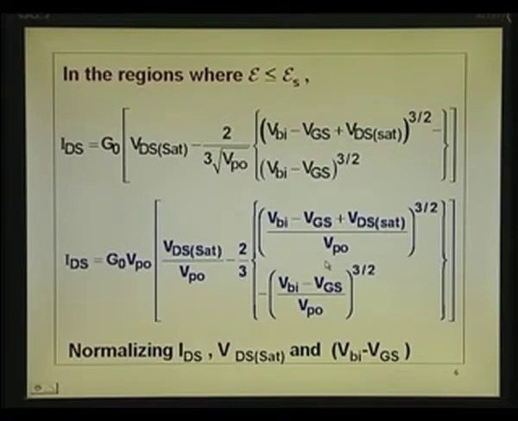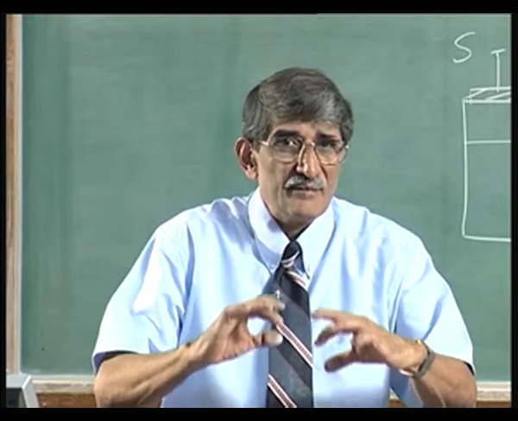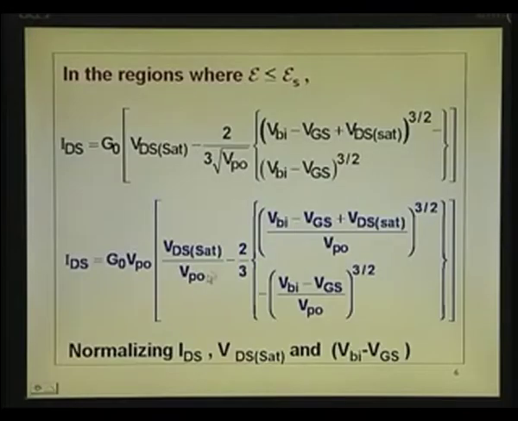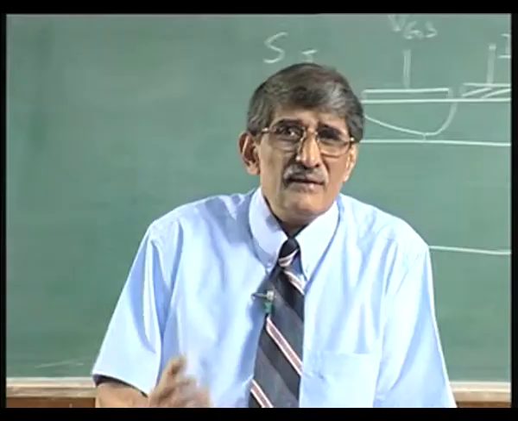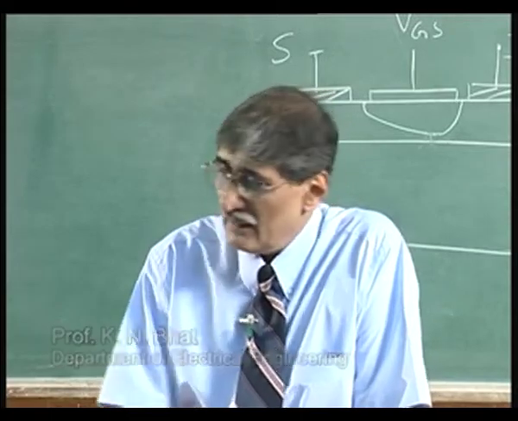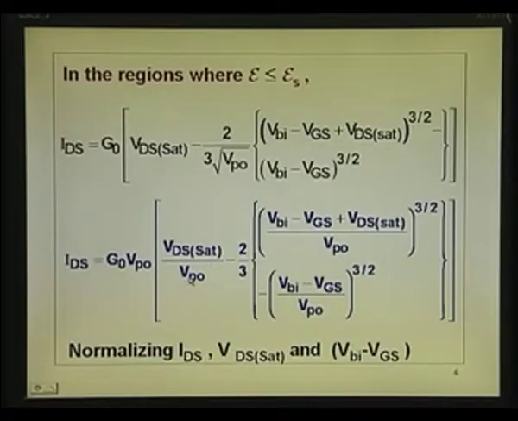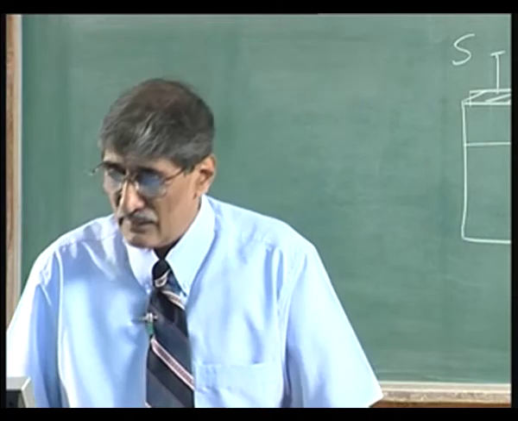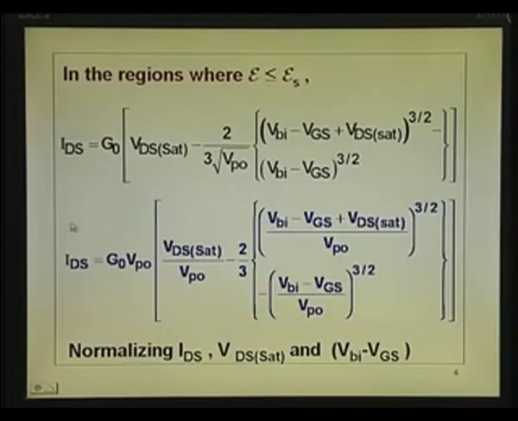So, what is happening now is the terms inside the bracket, each one of them is divided by V p 0. So, you normalize this with respect to V p 0, because V p 0 is the quantity which is decided by the particular device, doping and thickness of the A layer. Okay. So, you have got that term there, I call it as UDS. Instead of writing V d sat by V p 0, I will call it as UDS, normalized value of drain source voltage. And I d, I can normalize. What is this quantity?